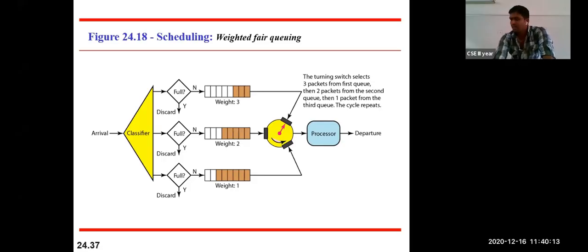So it is giving high priority more packets. At the same time, it is not waiting there. It is going to the next high priority with fewer packets, then the next least priority with even fewer packets. At least it is giving a chance to the low priority packets.